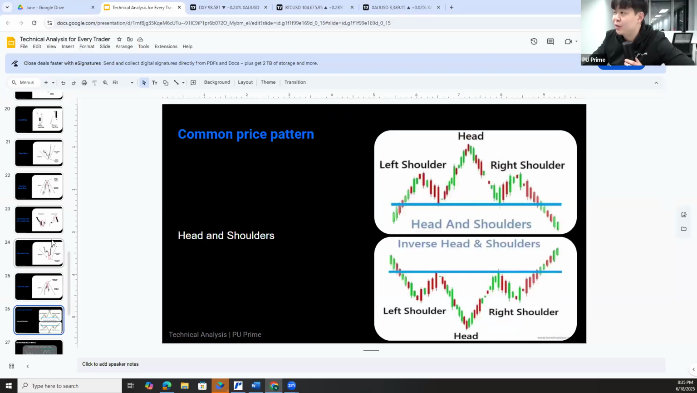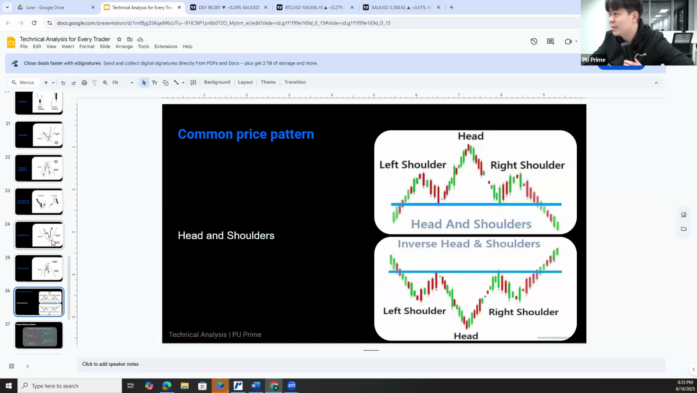All right, then of course we do have another pattern, but this pattern is not easy to find recently. But if you notice it, it's a good chance for you to focus on. It's what we call the left head and shoulder signal.